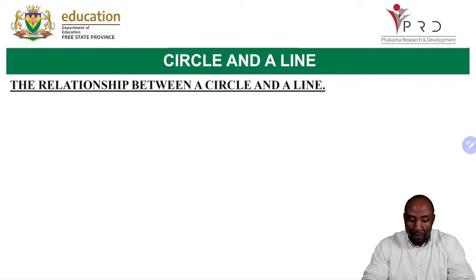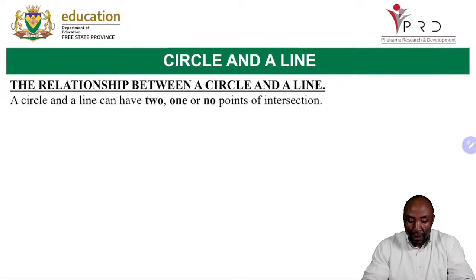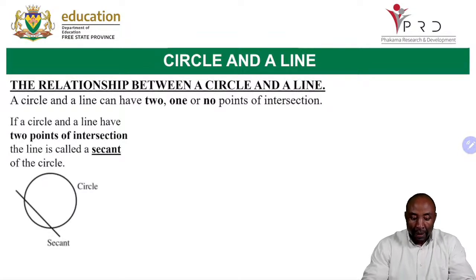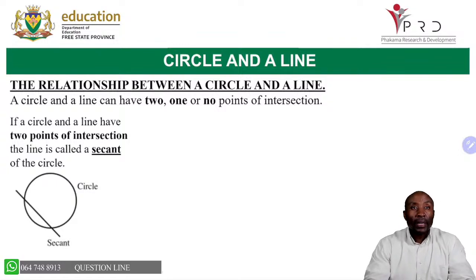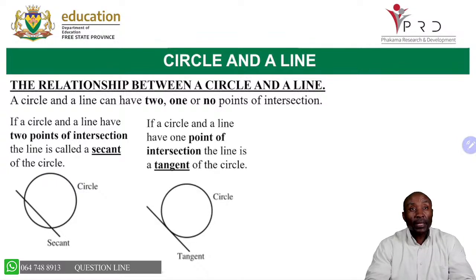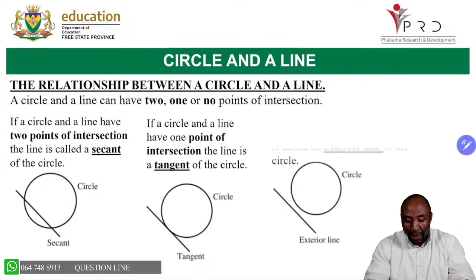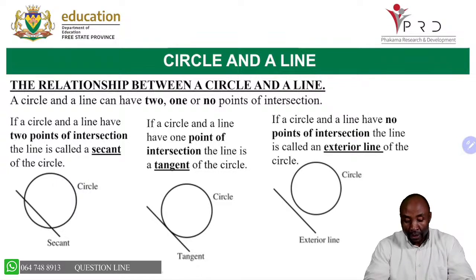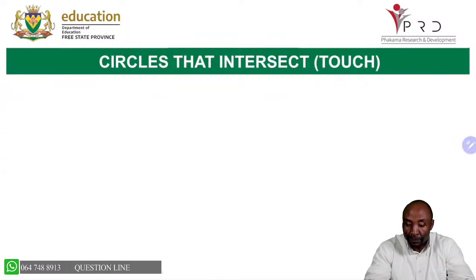Now, we also have the relationship between a circle and a line. If a line intersects the circle at 2 points, the line is going to be a secant. If a circle intersects the line at only 1 point, then we say the line is a tangent to the circle. There will be only 1 point of contact. And then if the line does not intersect a circle, then the line does not touch the circle. It's far away from the circle.